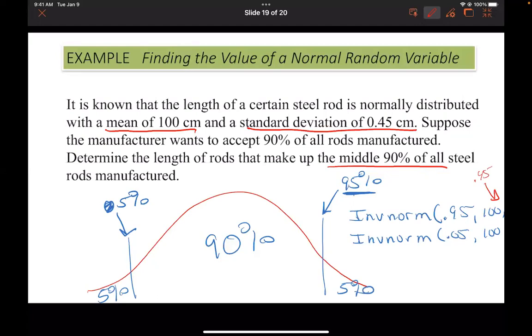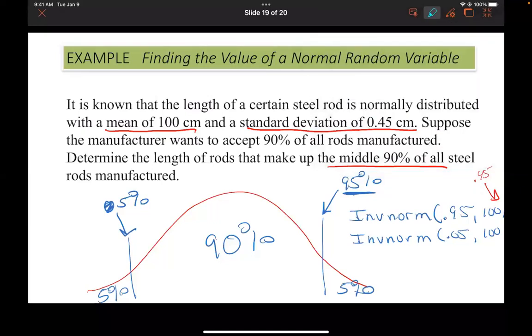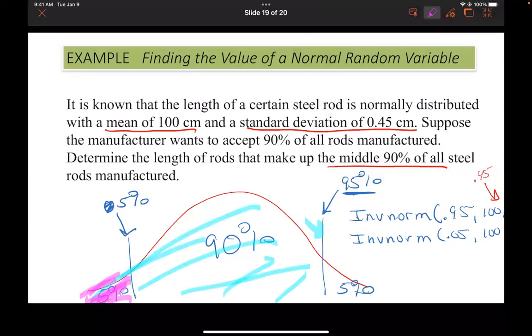Exactly. Okay. Does it default to center? No, it's going to default to left. Oh, it defaults to left. Okay. So basically, you're going to find this 95% area first, and it'll give you this value. And then the second one uses that area right there. For the middle 90%, you need to remember it's the middle. So you have 5% above, you have 5% below.